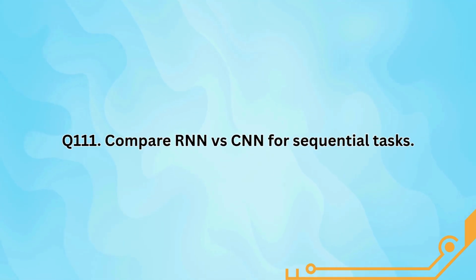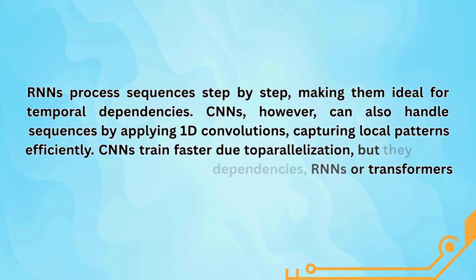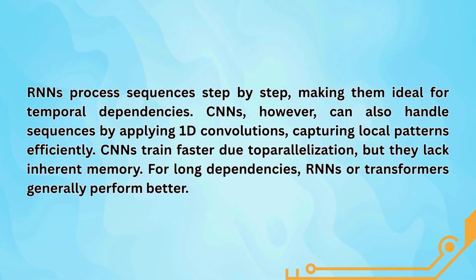Compare RNN versus CNN for sequential tasks. RNNs process sequences step by step, making them ideal for temporal dependencies. CNNs, however, can also handle sequences by applying 1D convolutions, capturing local patterns efficiently. CNNs train faster due to parallelization, but they lack inherent memory. For long dependencies, RNNs or transformers generally perform better.